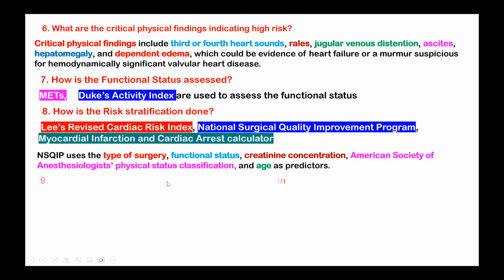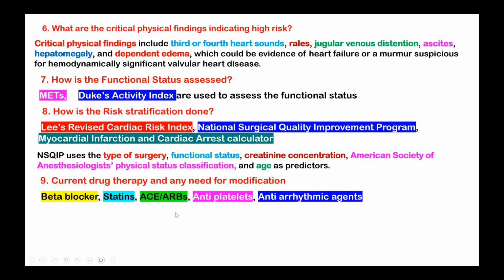And the MICA is also another one which is mainly intended for coronary artery disease or acute coronary syndrome patients. And the current drug therapy and any need for modification. So beta blockers, statins, ACEs, ARBs, antiplatelets. Some patients may be already taking clopidogrel and aspirin or anti-arrhythmic agents.